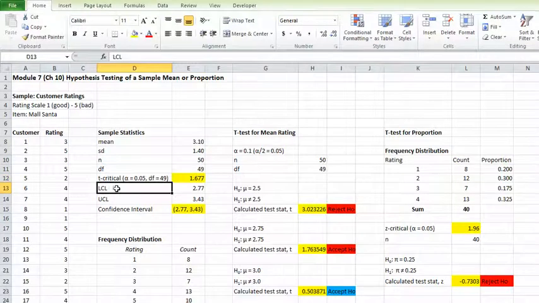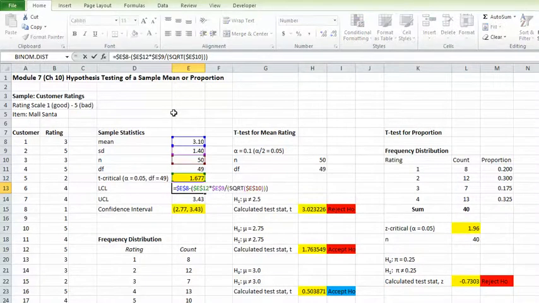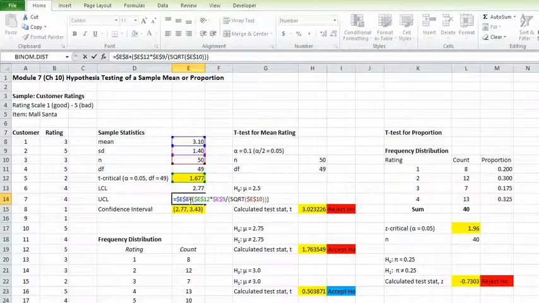Okay, let's see. Confidence intervals. We know how to do those. What's the equation? Well, that's in Chapter 9. We take E8, which is the mean, and we subtract from it the test statistic in E12 times E9, which is the standard deviation, and divide by the square root of n. And you've done that already. So the lower confidence level is the mean minus that. And the upper one is the mean plus that.